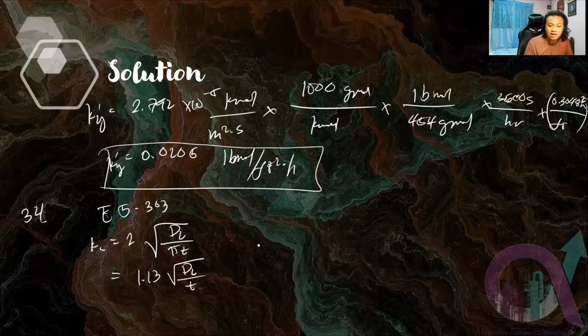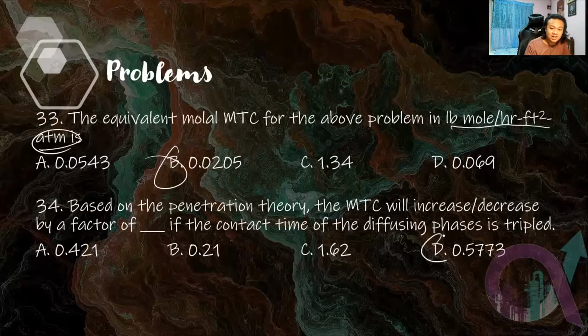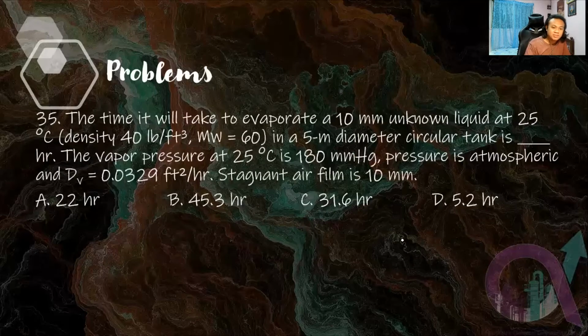So we have to get the factor, no? If we triple the time, so it's 1 over 3 for the time, right? If you put 3 there, then the factor is 1 over the square root of 3. Put that in your calculator. You get 0.5773, or 30 percent, right? That's it.